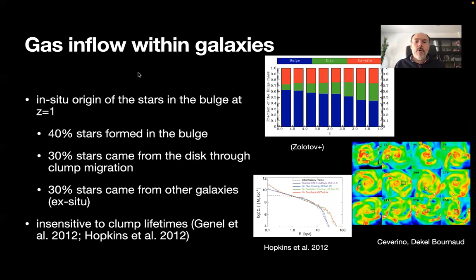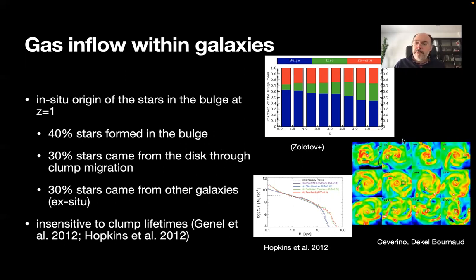Now we're doing a larger sample of galaxies in the VELA simulations. Here in Sorotov et al., we were discussing the fraction of the bulge mass that is coming from different components. We found that 40% of the stars in the bulge at any redshift, for example redshift 1, were formed in the bulge. They were forming in situ. Then 30% of the stars in the bulge on average came from the disk, now through the migration of clumps.